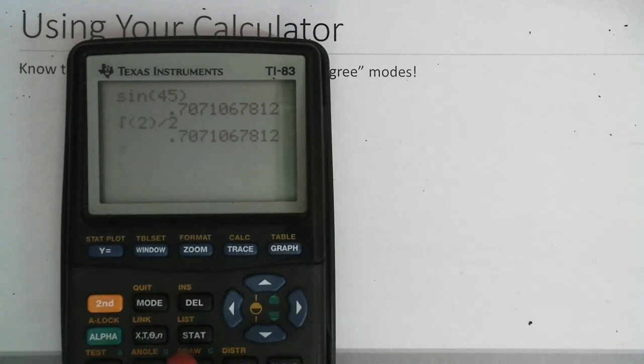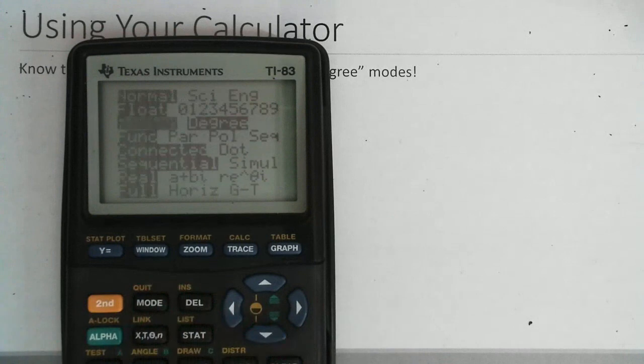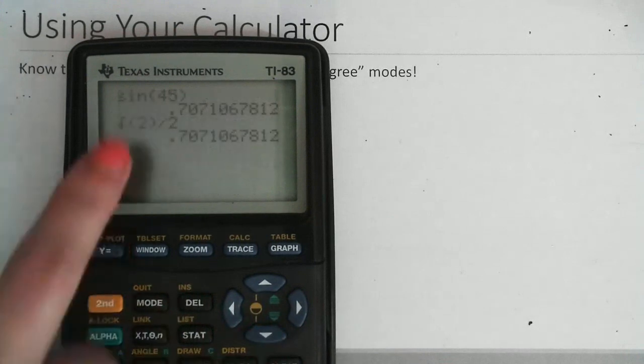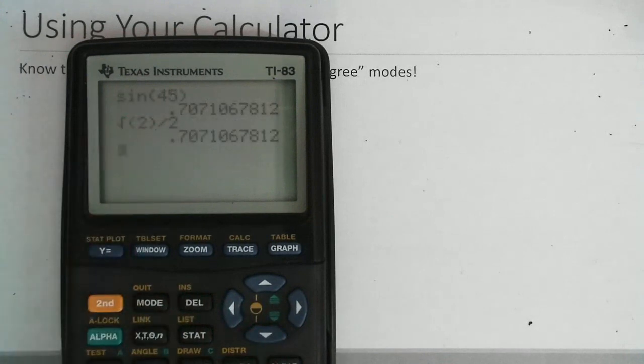But if I want to do that in radians, I'm going to switch back to radians down here. I don't want the sine of 45 anymore. I want the sine of pi over 4. And it gives me the same value. So just keep in mind what mode your calculator is in. I will try to remind you as much as I can, but when you get to the homework, you're going to have to know whether you're working in radians or degrees.